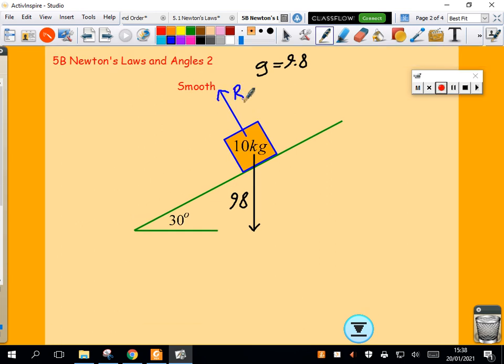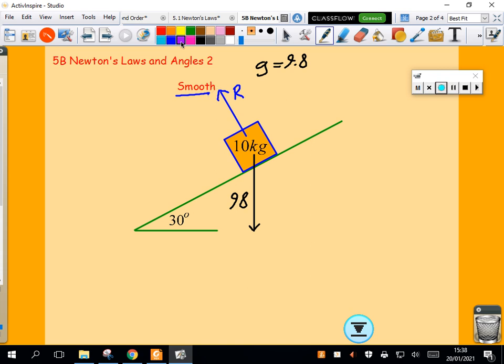I'm just going to call that R for the moment. There are no other forces at work on this particle. If it's just placed on the plane, it's just sitting there, no other forces. Notice I've said that I want this to be smooth, which means friction is not acting. It's not a driving particle, it's just something that is sitting there.